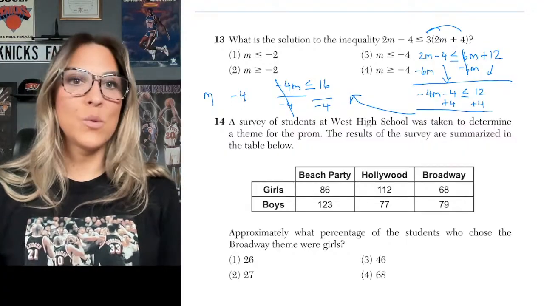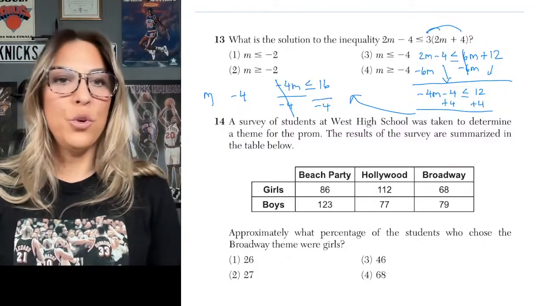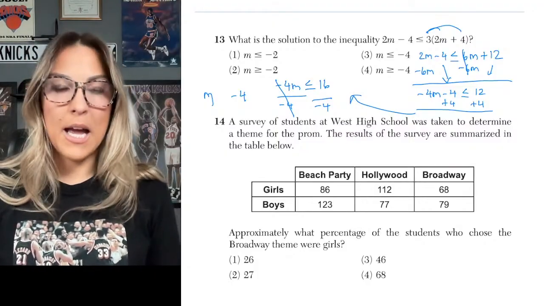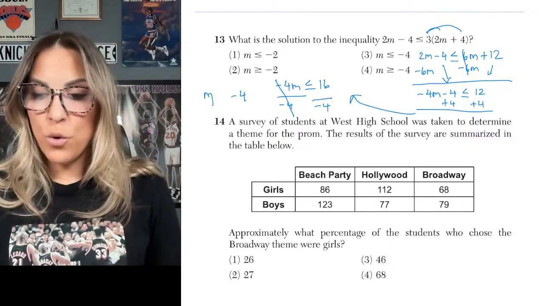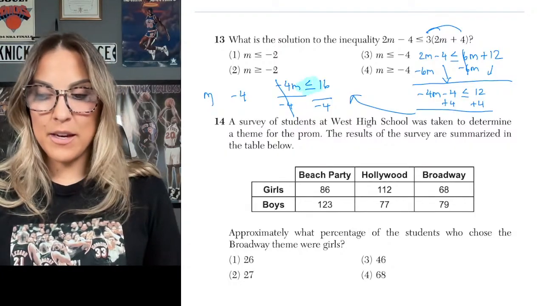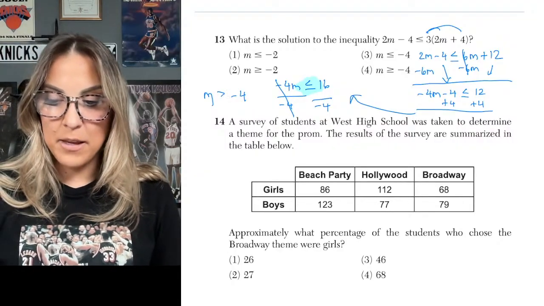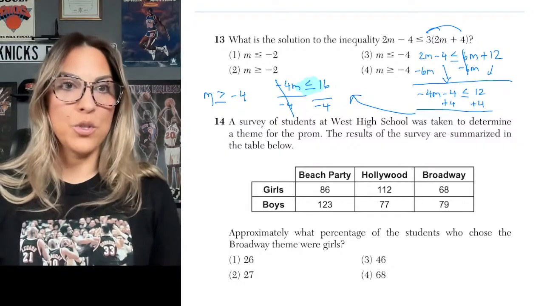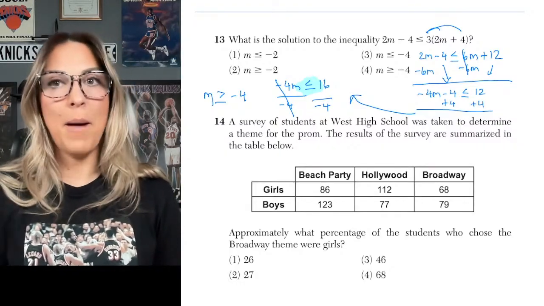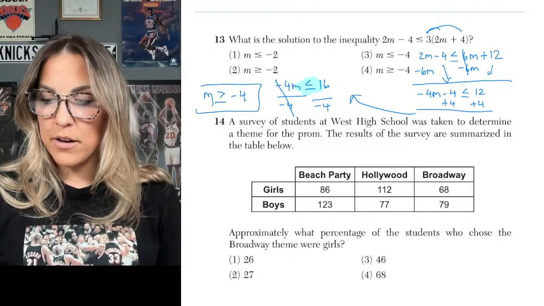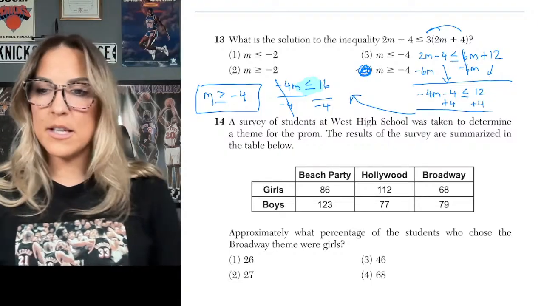However, this is where the difference comes in between solving equations and inequalities. If you divide or multiply by a negative number in the inequality, you have to change this inequality sign. So what was once a less than or equal to sign is now going to be a greater than or equal to sign. And that happens again when you multiply or divide by a negative number. So here is my answer. M is greater than or equal to negative 4, which is answer choice number 4.